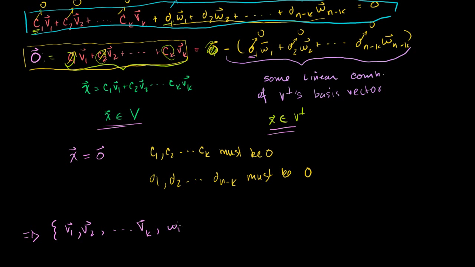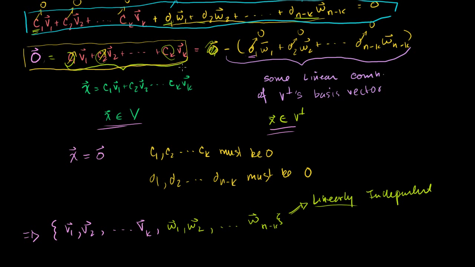which are w1, I'm going to do that in a different color, w1, w2, all the way to wn minus k, that this is a linearly independent set. And I know that because the only solution to this equation is each of these constants having to be equal to 0. That's what linear independence means. This implies this, linear independence implies that.